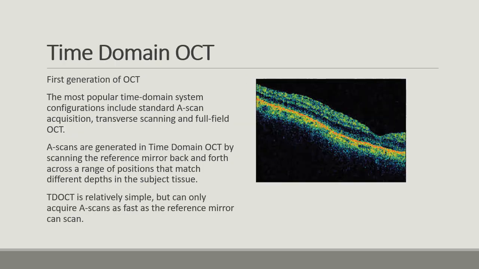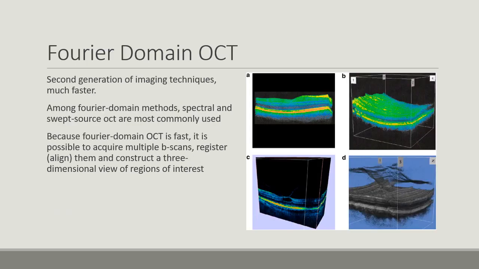Now I would like to briefly tell you about the types of OCTs. The first generation of OCT was the time domain OCT. Although it was useful, it was very slow, and it was relatively simple. Then comes the second generation, which is the Fourier domain OCT. It has different types, like the nowadays commonly used swept source OCT and the spectral domain OCT. It is faster, and it acquires multiple B scans and arranges them into a three-dimensional picture.